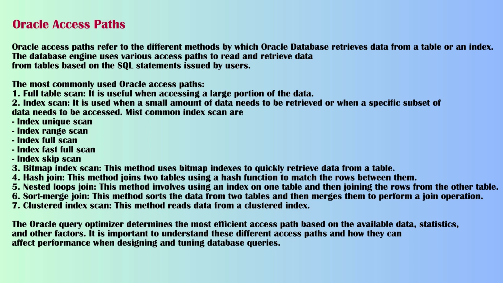Oracle Database uses several variations of nested loop joins, including simple nested loop join. This is the most basic form of nested loop join, where each row from the outer table is matched with every row from the inner table. Index nested loop join. This variation uses an index on the join column of the inner table to speed up the matching process. Partition-wise nested loop join. This variation is used when both tables being joined are partitioned. It applies the nested loop join algorithm to each partition pair, instead of joining the entire tables at once.